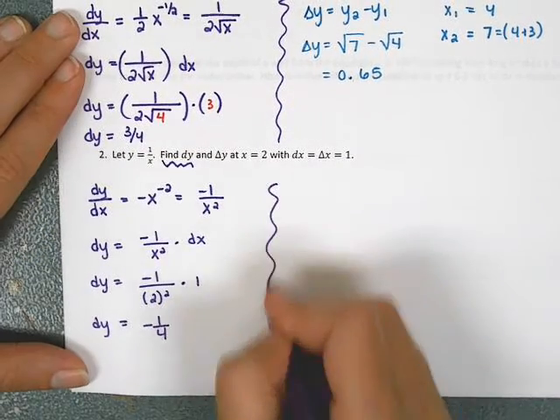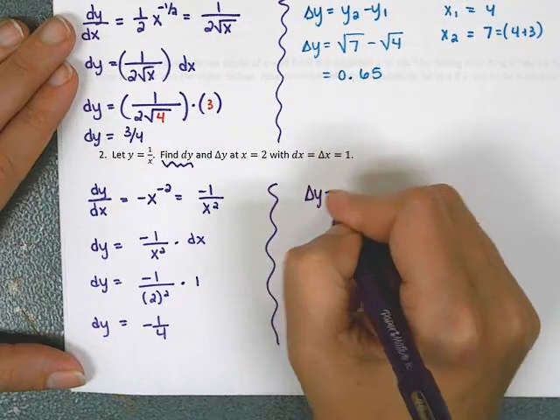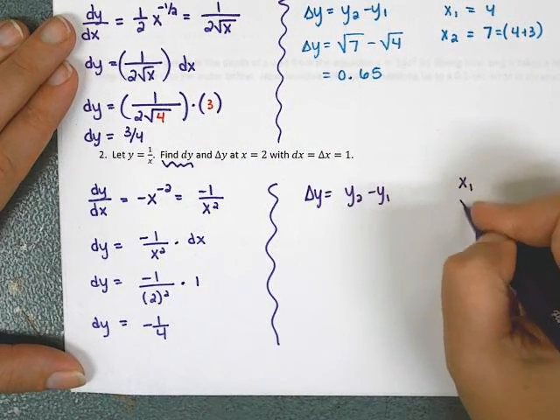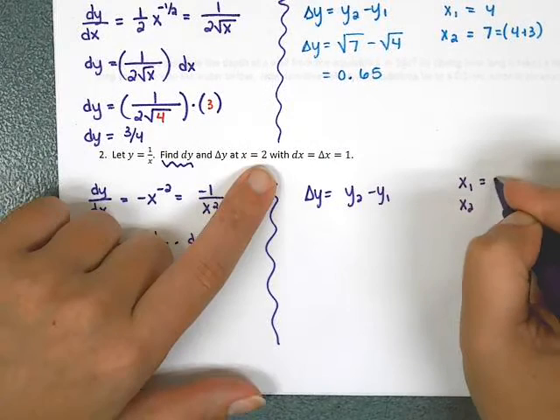Now if I want to find delta y, I need y2 minus y1, which means I need x1 and x2. My x1 is the number I'm given.